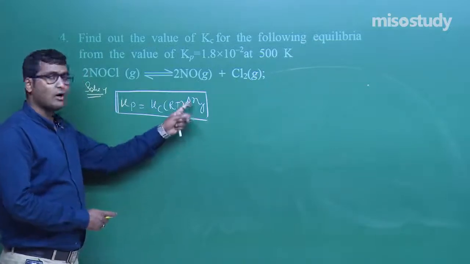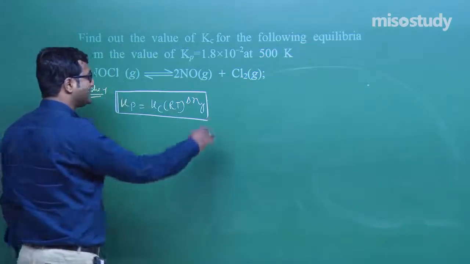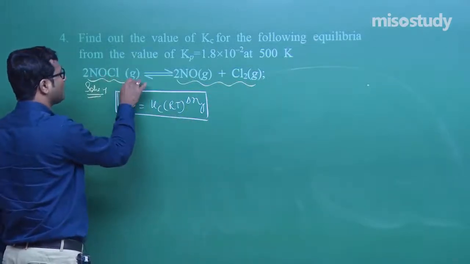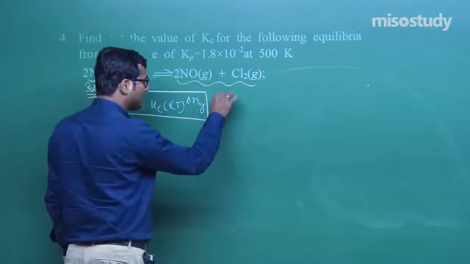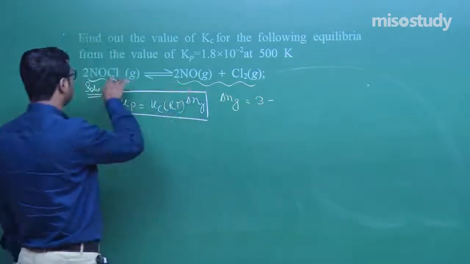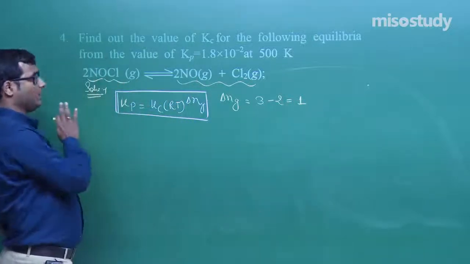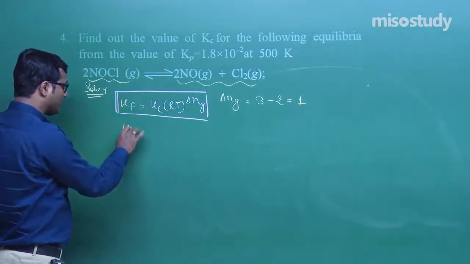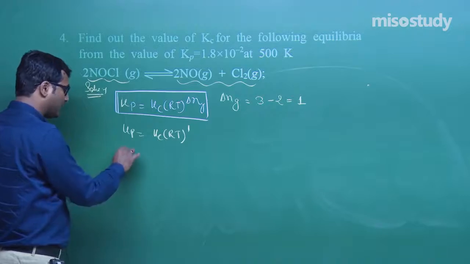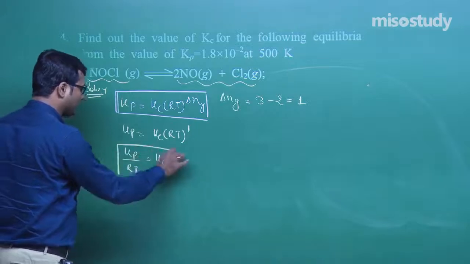Delta Ng is the number of moles of the gaseous product on the right side minus the number of moles of the gaseous reactant. So what is delta Ng? 2 plus 1, 3, minus 2, that is delta Ng is equal to 1. Now we can write Kp is equal to Kc (RT) to the power 1, so Kp upon RT is equal to Kc.